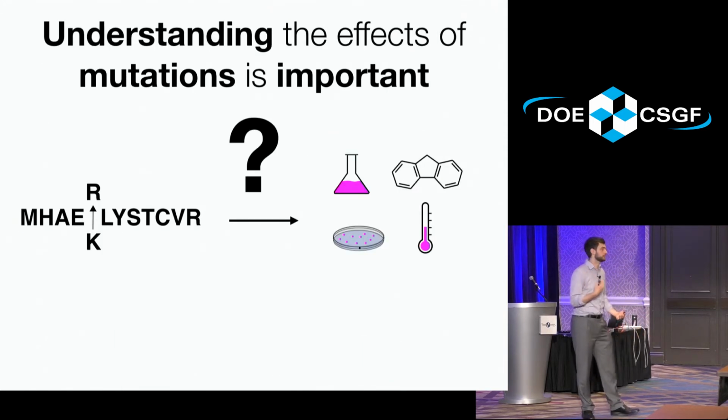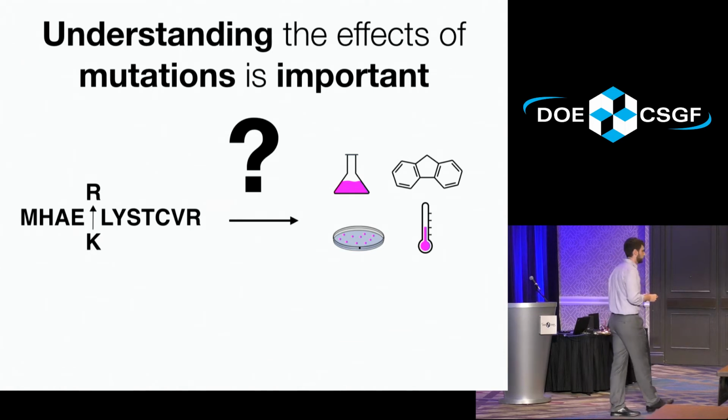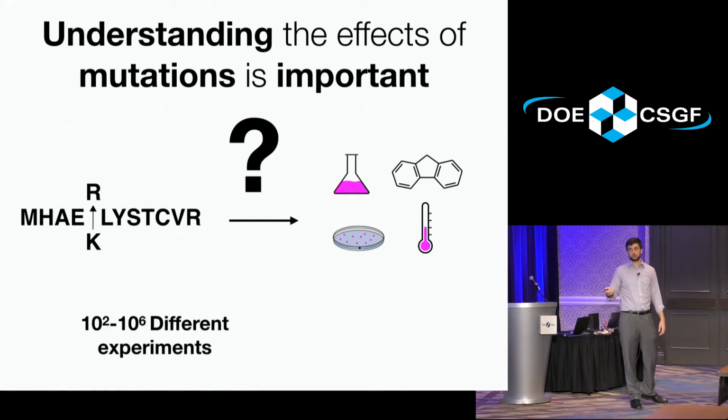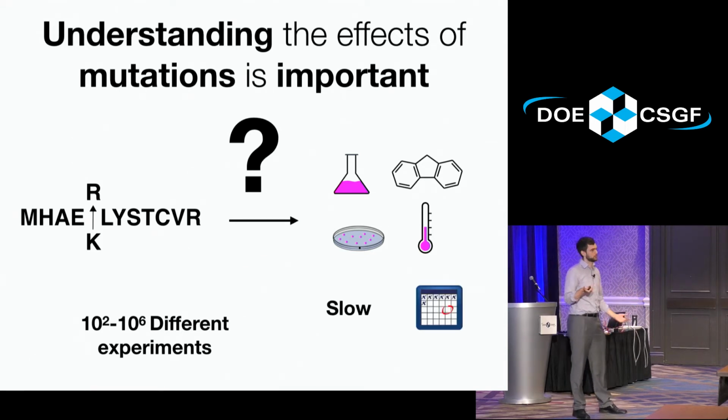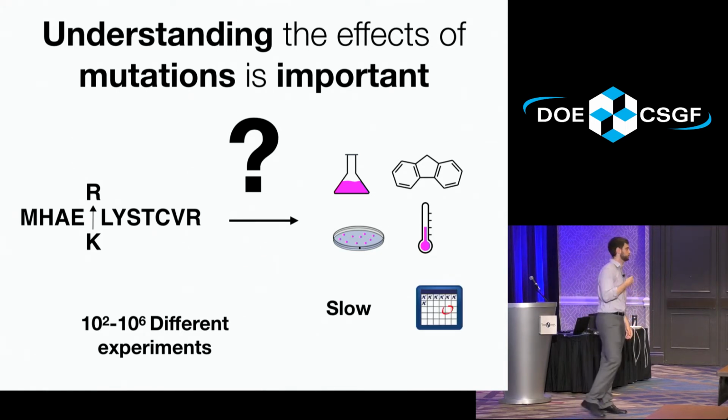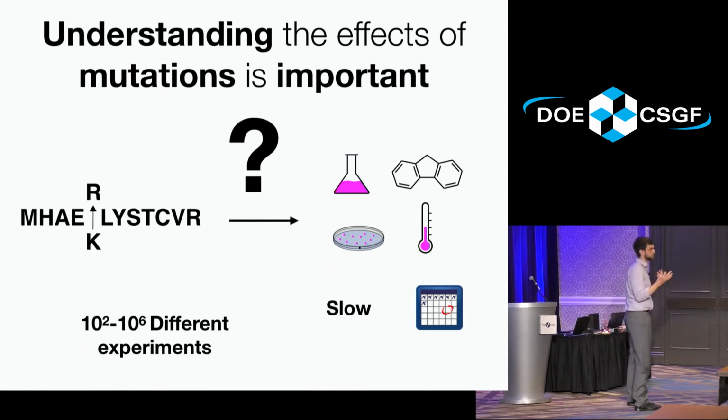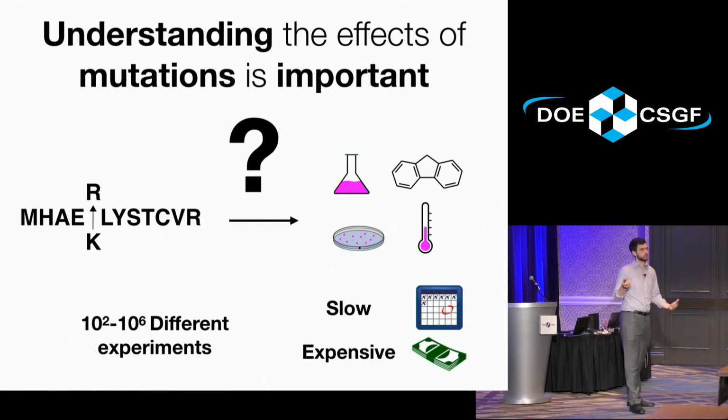So understanding the effects of mutations is really, really important for biology, but it's really, really hard. For any given protein, if you want to mutate 1 or 2 or 10 or 20 possible positions, you'll have to do maybe 100, tens of thousands, hundreds of thousands, even millions of experiments just to probe the function of one protein. And this, as you can imagine, is pretty slow. Doing this experimentation can take months to years, and it also is pretty expensive.